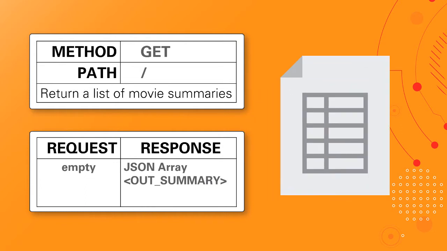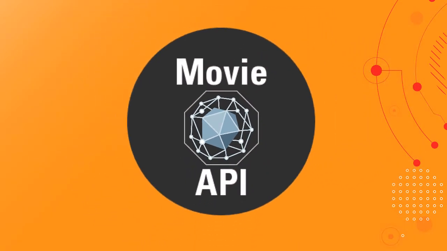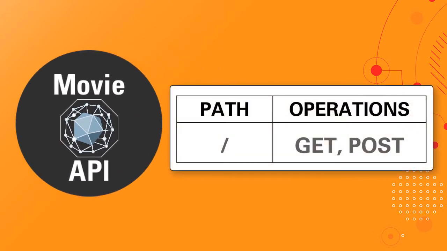What is a summary? Well, a summary is a JSON object with the following properties: the ID, name, year, studio, genre, rating, runtime, director, and description of the movie, and the number of reviews and average score in the reviews for the movie. If you want people to use your service, you must inform them what they must send and what they are expected to receive. Additionally, you also need to provide the headers your application expects and any other information that your service needs to complete a request. This is particularly important when you deal with authentication, since authentication tokens are commonly sent as headers in the request.